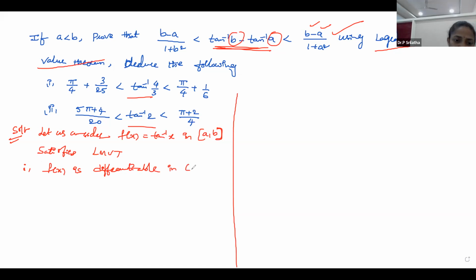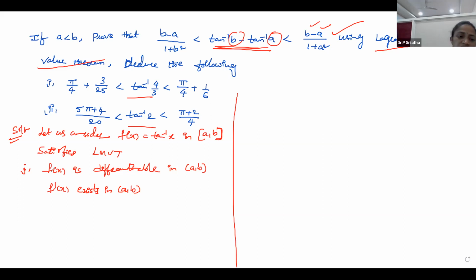In open interval a comma b. Okay. So f of x is differentiable means f dash of x exists. So where will it exist? In open interval a comma b. Okay. So because here we are using Lagrange's mean value theorem, that means it satisfies all the conditions of Lagrange's mean value theorem.